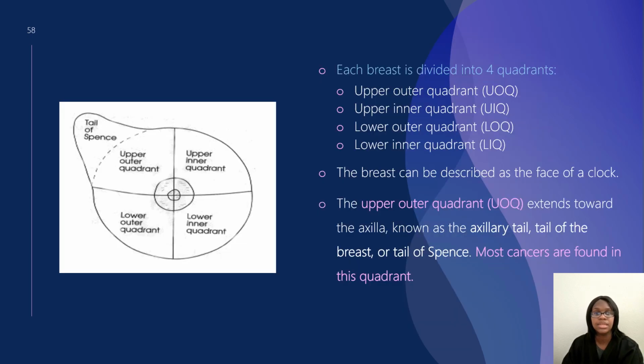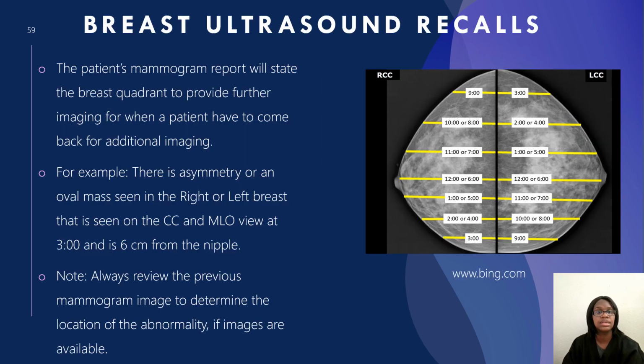Okay. And then in breast imaging, we use quadrants. So we have upper outer quadrant, upper inner quadrant, lower outer quadrant, lower inner quadrant. So most cancers are found in the upper outer quadrant.